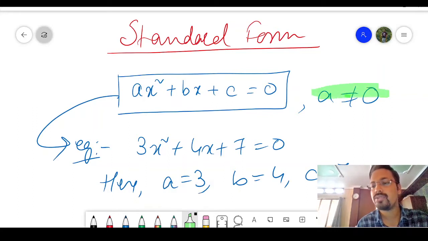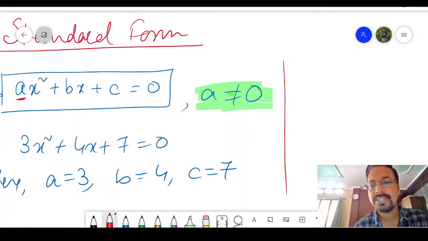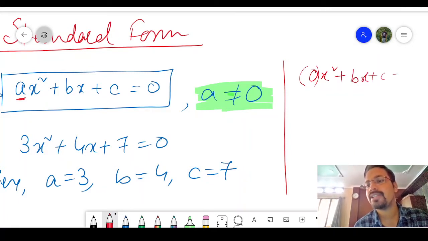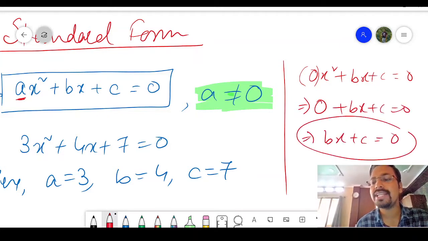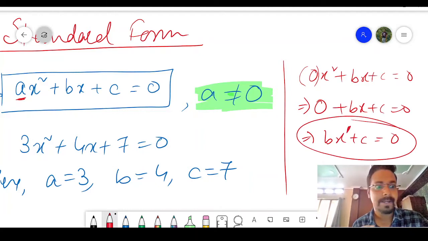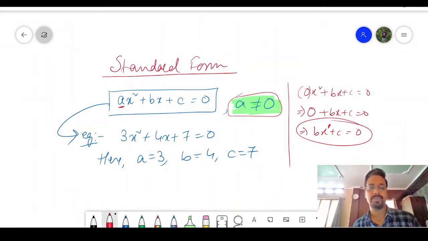a should not be equal to 0, because if a is 0, then what will happen? If the value of a here becomes 0, then it will become something like this: 0 into x squared plus bx plus c equal to 0. Then this becomes 0 plus bx plus c equal to 0. So it is bx plus c equal to 0, which is a linear equation. Here the highest power is 1, therefore it becomes a linear equation. So as a result, the highest power of the variable should remain 2, and hence a cannot be equal to 0. I hope you got the points. This is the standard form.